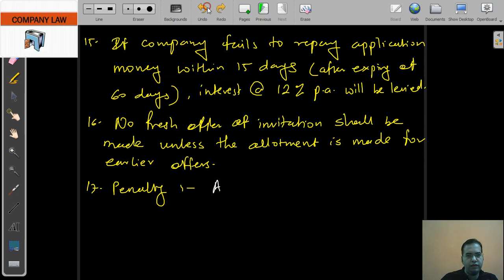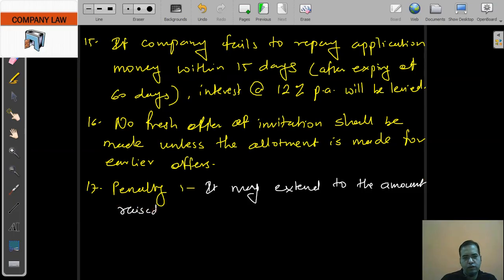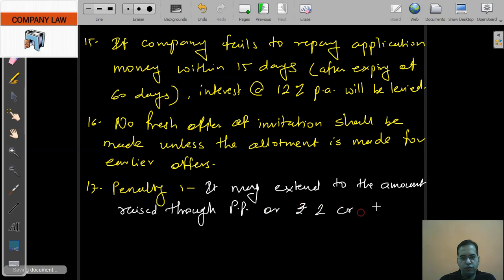Penalty: it may extend to the amount raised through PP, that is private placement, or rupees 2 crores, whichever is lower.